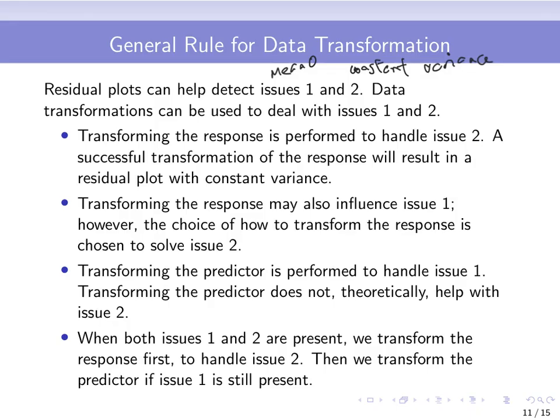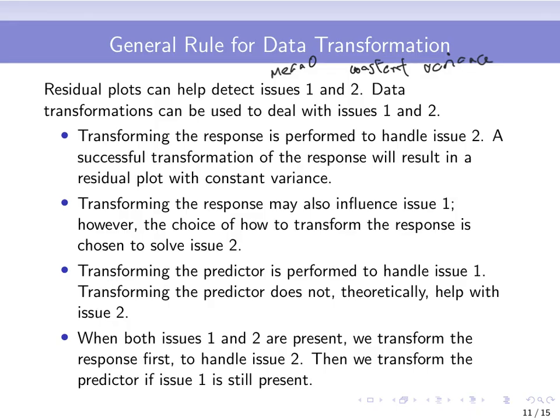A successful transformation of the response will result in a residual plot with constant variance. If you choose the right transformation, then the resulting residual plot with the transformed y should have constant variance. Transforming the response variable may also influence issue 1, whether the relationship is correctly specified, which results in the mean 0 of the errors. However, the choice of how to transform the response is made to solve issue 2.